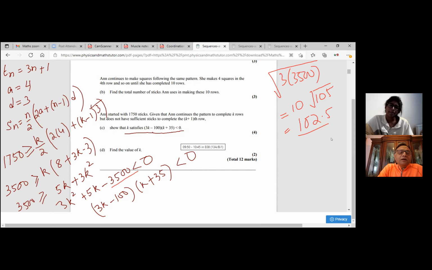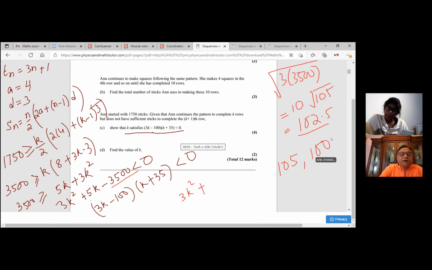So we will split 100. We will write this as 3k squared plus 100. If I do that with 100, what is the other factor? 35, right? So we are looking for the number which is only 5 different. So what is 3 times 3500? 10,500. If you divide that by 100, you get 105.